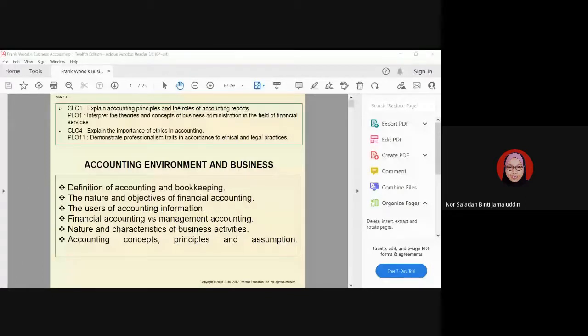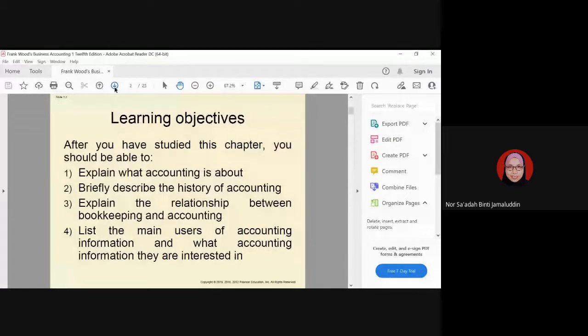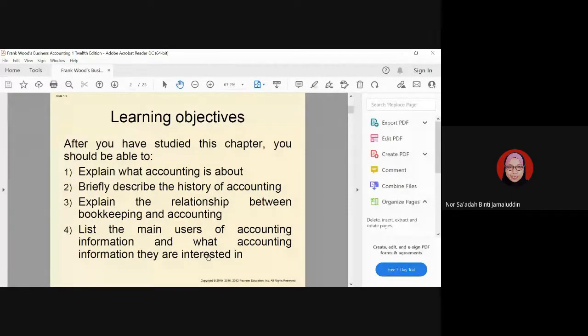Alright, this is the learning objective. After you have studied this chapter, you should be able to explain what accounting is about, briefly describe the history of accounting, explain the relationship between bookkeeping and accounting, and list the main uses of accounting information and what accounting information they are interested in. Alright, these are the first 4 learning objectives.